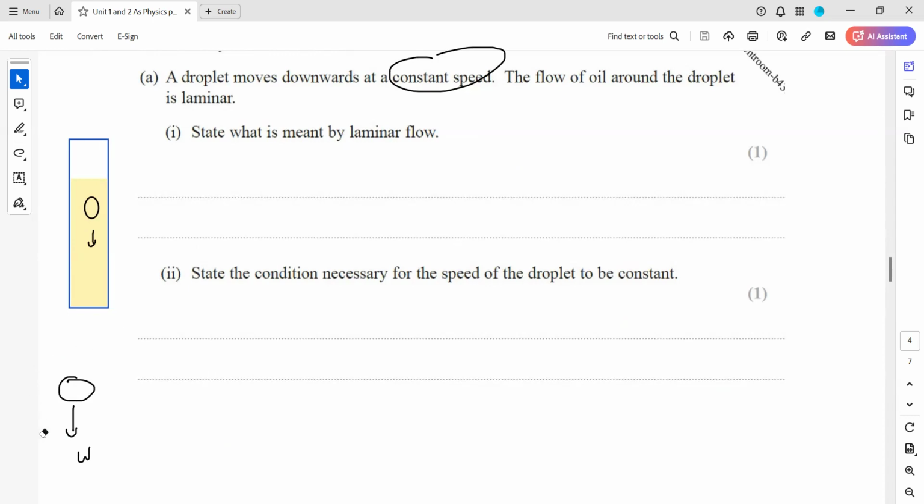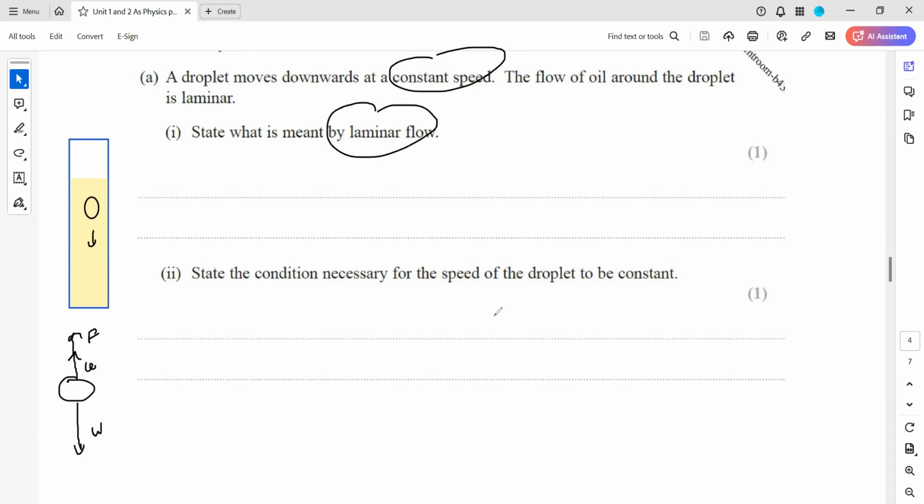You have to keep in mind that the length of the arrow shows the magnitude of the force. For example, if you draw the weight as 3 centimeters, you should draw the upward force also as 3. This upward force will be upthrust plus the viscous drag. So it shows that the sum of upthrust and the viscous drag is equal to weight.